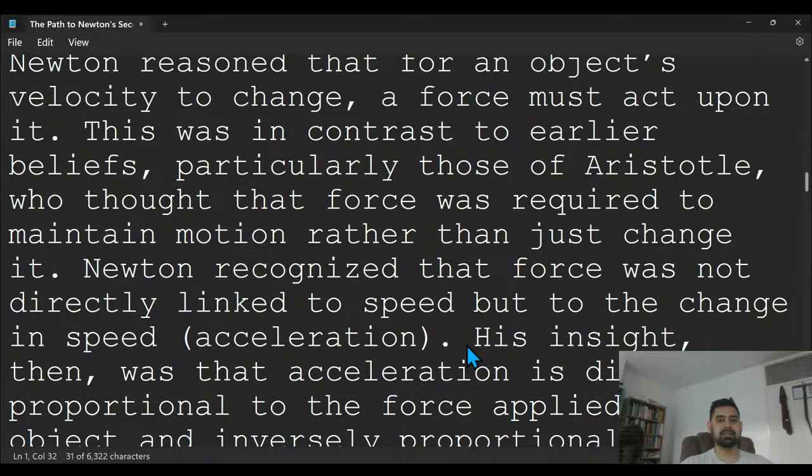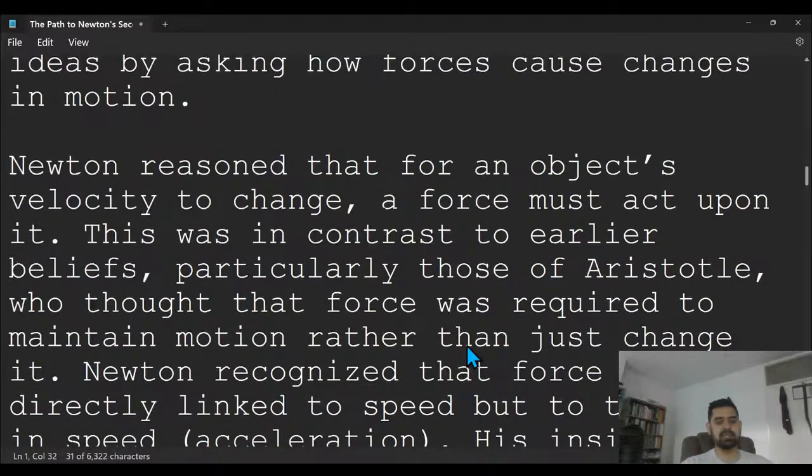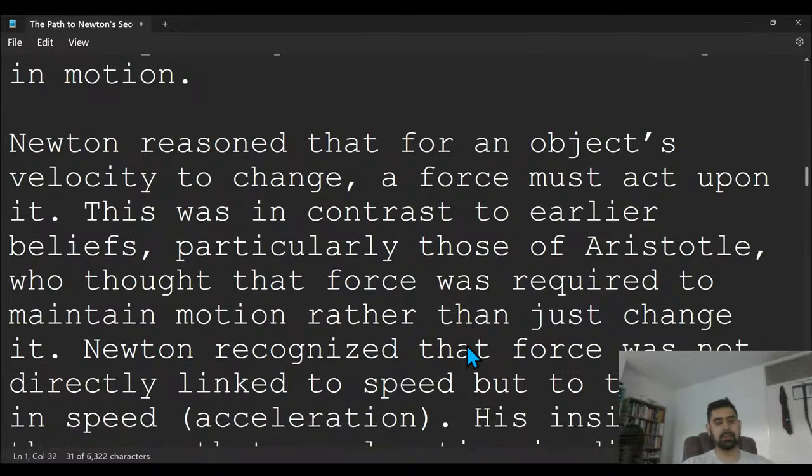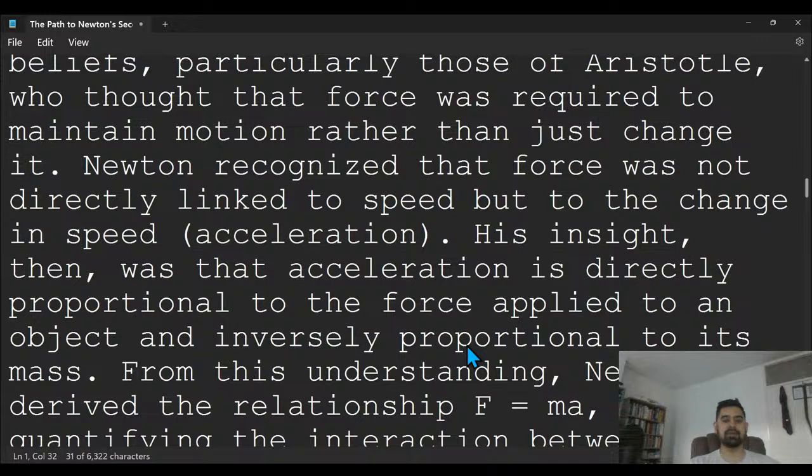Newton reasoned that for an object's velocity to change, a force must act upon it. This was in contrast to earlier beliefs, particularly those of Aristotle, who thought that force was required to maintain motion rather than just change it. Newton recognized that force was not directly linked to speed, but to the change in speed, acceleration.